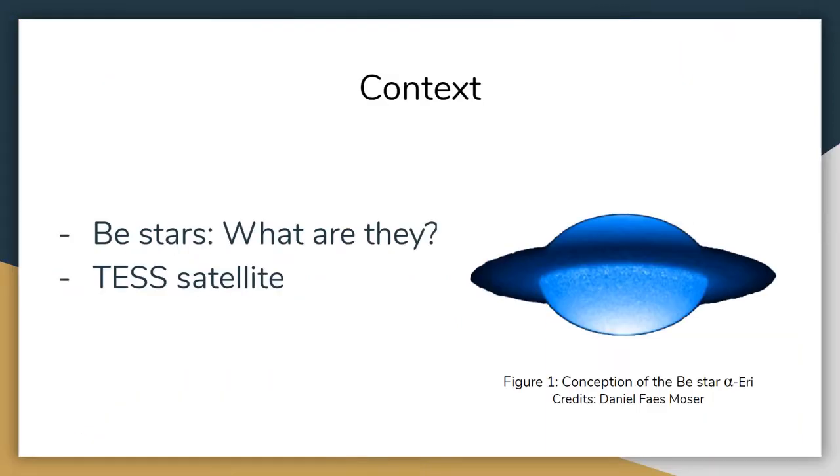So let's contextualize briefly. Be stars are mainly B-type stars, non-supergiants, with a high rotational velocity, that have or already had a circumstellar disk ejected by the star itself. The TESS satellite is a space satellite with a mission to observe with high cadence the photometry of more than 1,000 stars in order to search for exoplanets. However, many stars in the list are Be stars.